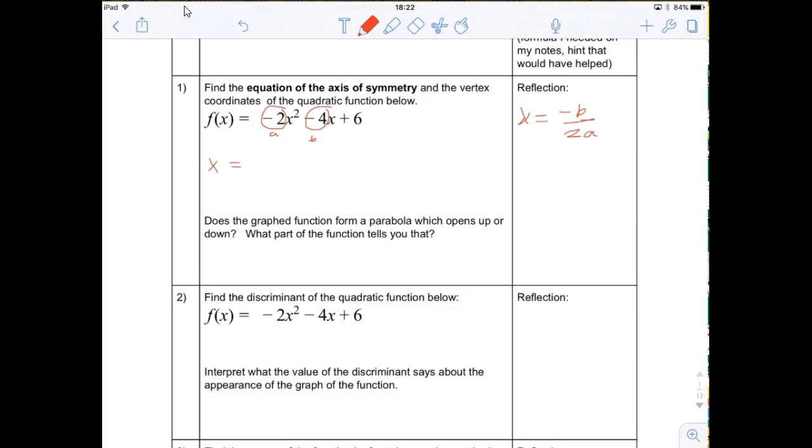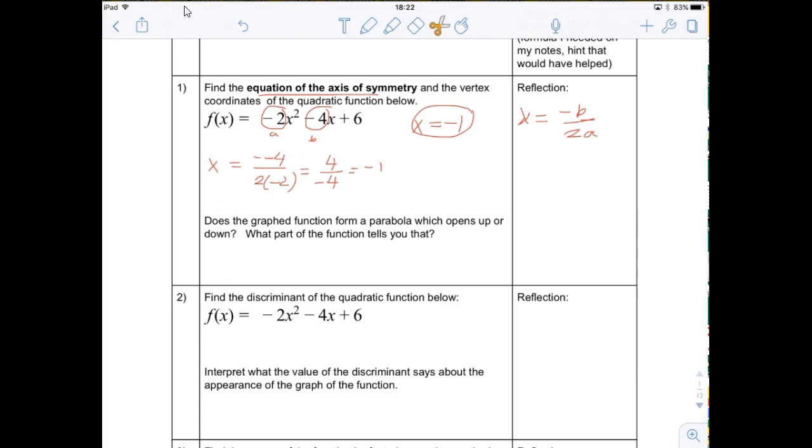So you have x equals negative 4 over 2 times negative 2. Negative 4 is positive 4, and 2 times negative 2 is negative 4. The result is negative 1. When you write the equation of the axis of symmetry, you do need to write x equals negative 1. You can't just write negative 1. X equals negative 1 is the equation of the axis of symmetry because it is the equation of a vertical line.